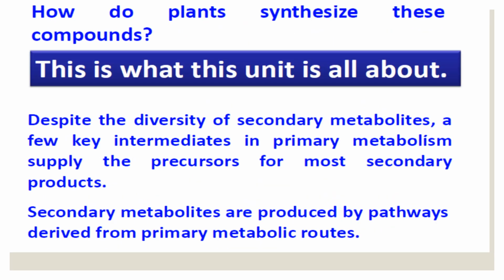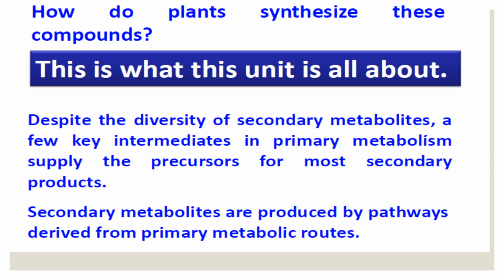So how do plants synthesize these compounds? Secondary metabolites can be produced by the plant if they are required. So how? We have two types of synthesis mechanism: in vivo and in vitro. This is what this unit is all about. So how does the biosynthetic origin of these compounds take place in the plant?